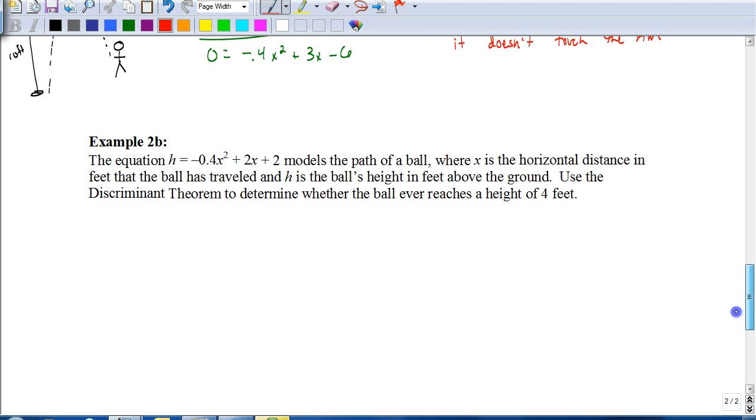So why don't you do the same thing now for this example. Pause the video and hit play when you're ready to check your answer.